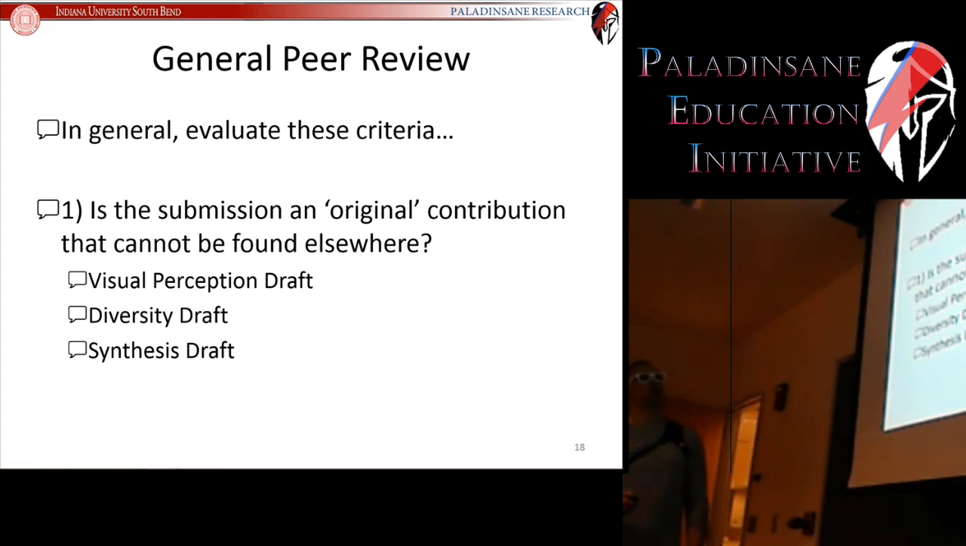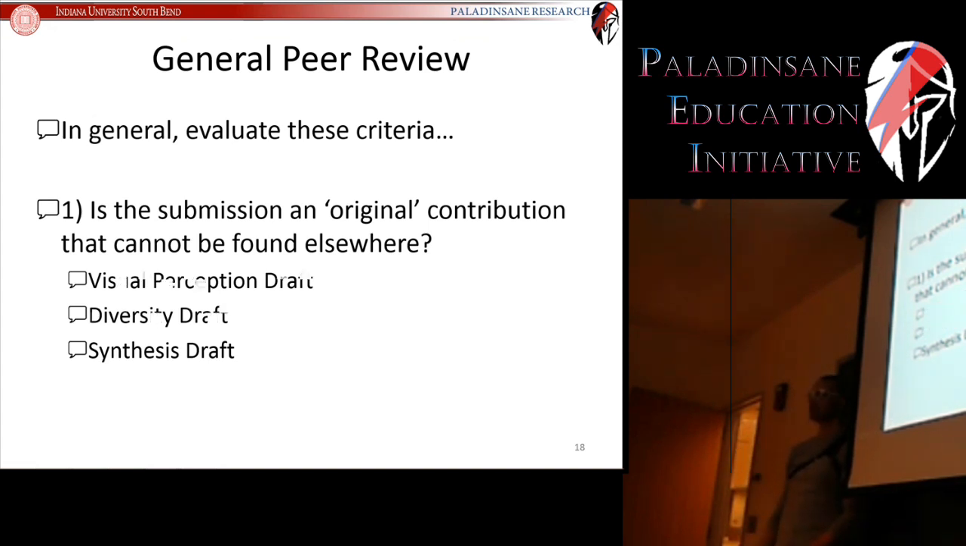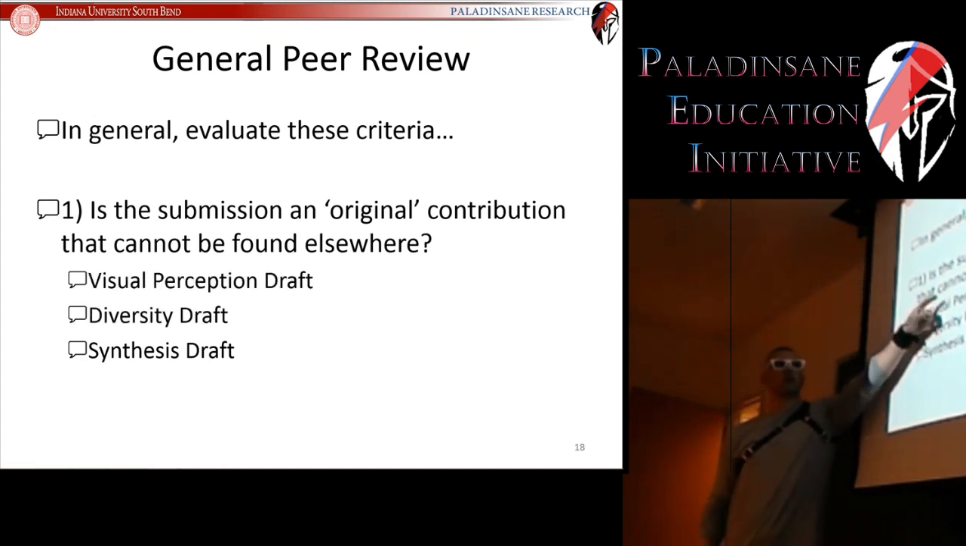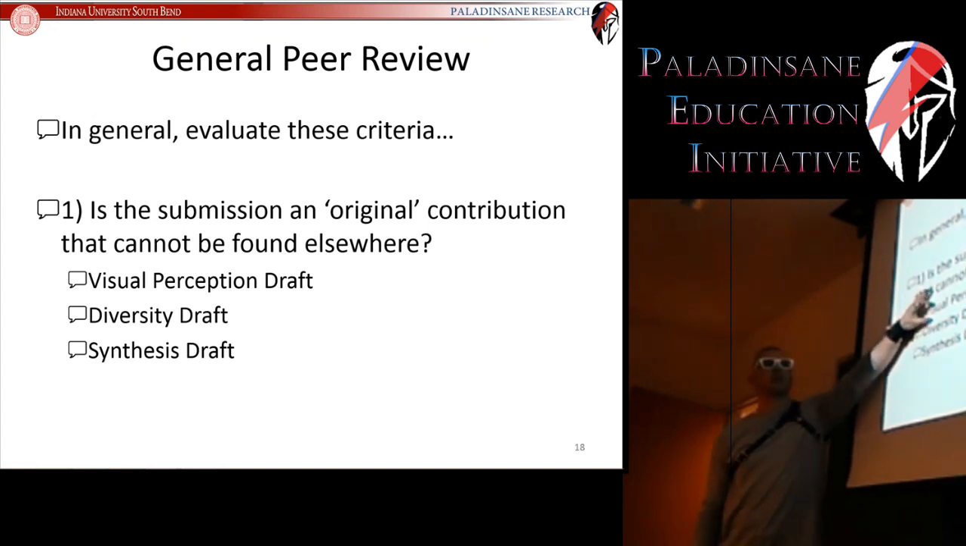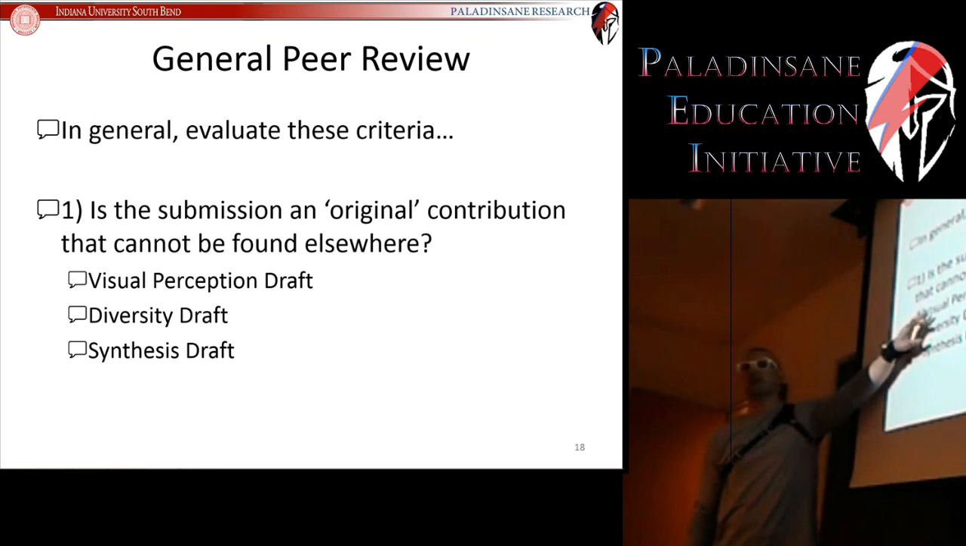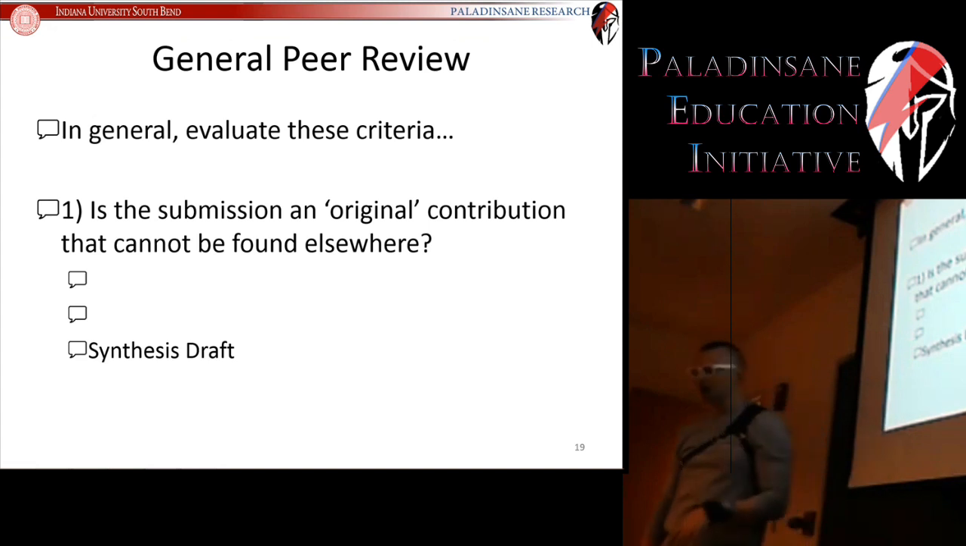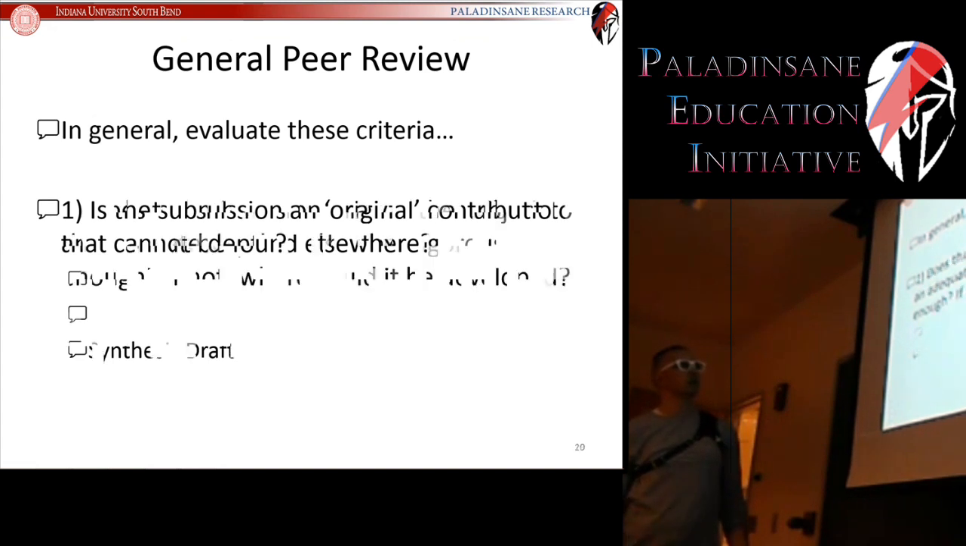One of the criteria you're going to use to evaluate in your peer reviews is: is the submission an original contribution that cannot be found elsewhere? And that is going to be restricted just to the synthesis draft. Because by definition, your perception draft will not be an original contribution that cannot be found elsewhere, because you're literally just summarizing contributions that can be found elsewhere, right? So it's not going to be novel. Diversity draft, not going to be novel. But your synthesis draft, where you put everything together, that's going to be novel. So is the submission an original contribution? Think about that when you're doing your synthesis draft. Make it that original contribution that's never been seen before.